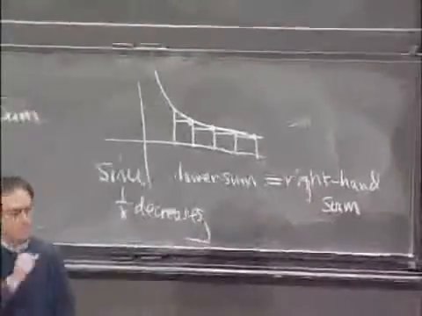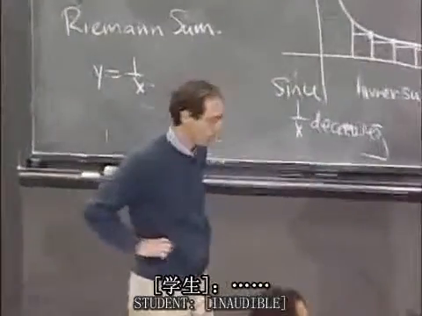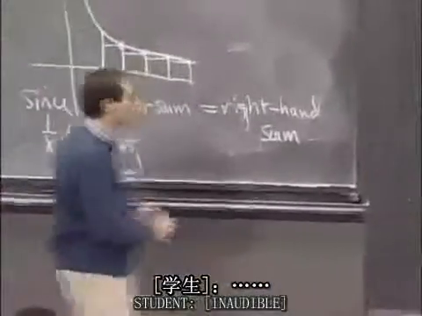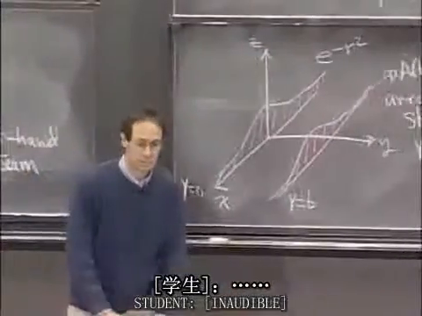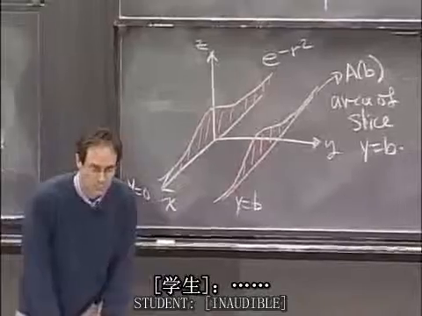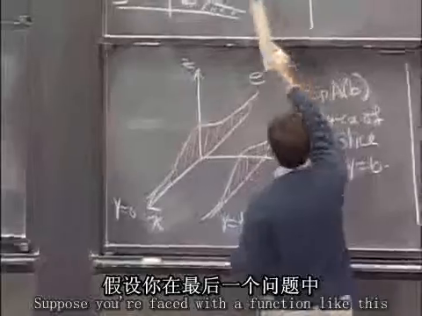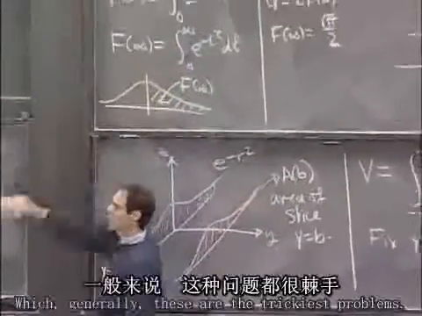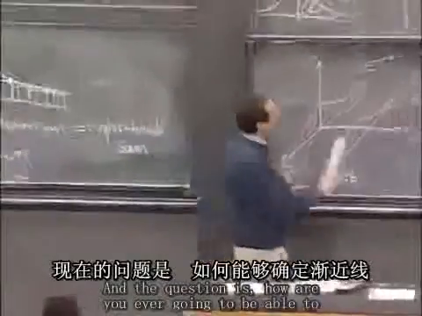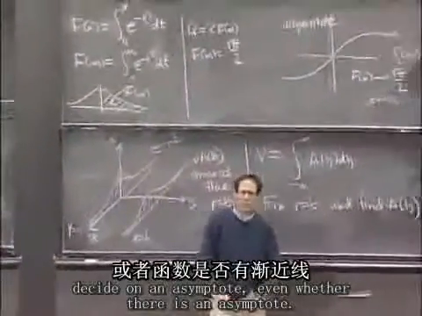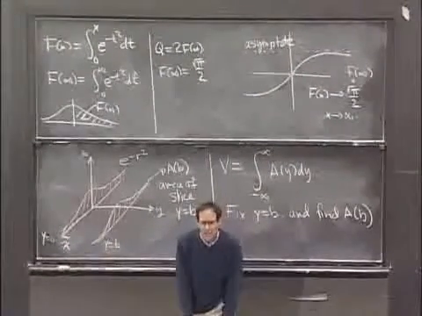Yes. With the sketching problems of sort 5, I can imagine that it would be very hard to sketch something like the asymptotic one there if you didn't know that it came to an asymptote. Right. So, good question. The question is, suppose you're faced with a function like this in this last problem, which generally are the trickiest problems. How are you ever going to be able to decide on an asymptote, even whether there is an asymptote? And the answer is, you're not.